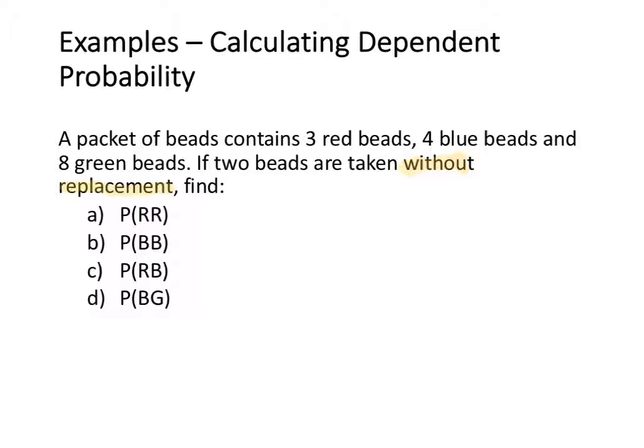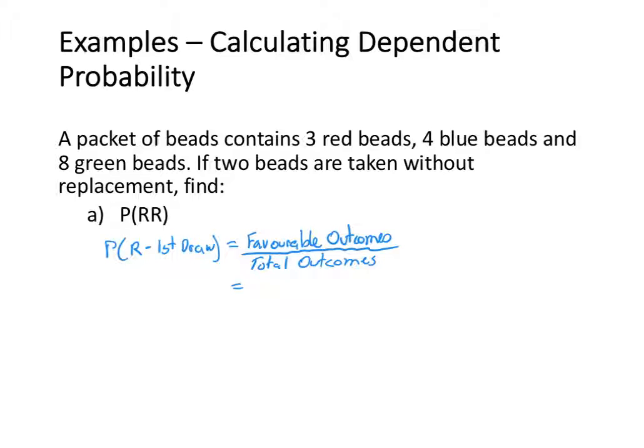So let's have a look at these probability calculations. The first one is the probability of getting 2 red beads. My first step is to calculate the probability of getting a red bead on my first draw. I do that by working out the favourable outcomes divided by the total number of outcomes. My favourable outcome is getting a red bead, so that's 3, and my total outcomes is 15. That can be simplified to 1/5. So the probability of getting a red on my first draw is 1/5.